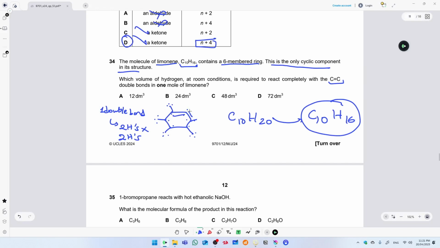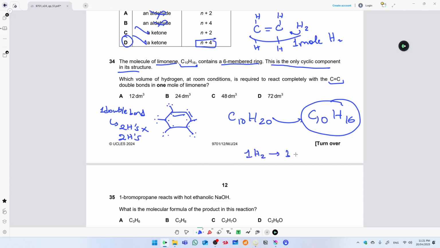So it has two double bonds, and each double bond reacts with 1 mole of H2. If you look at ethene, if you add H2, one H goes here, one H goes there. So 1 mole of H2 reacts with one double bond. So we have two double bonds, so we have 2 moles of H2. And at room conditions, 1 mole of gas takes 24 decimeter cube. So multiply 24 by 2, 48. Answer is C.